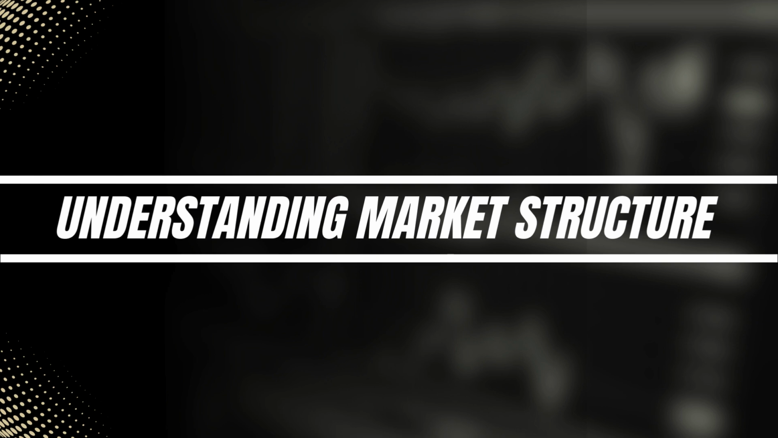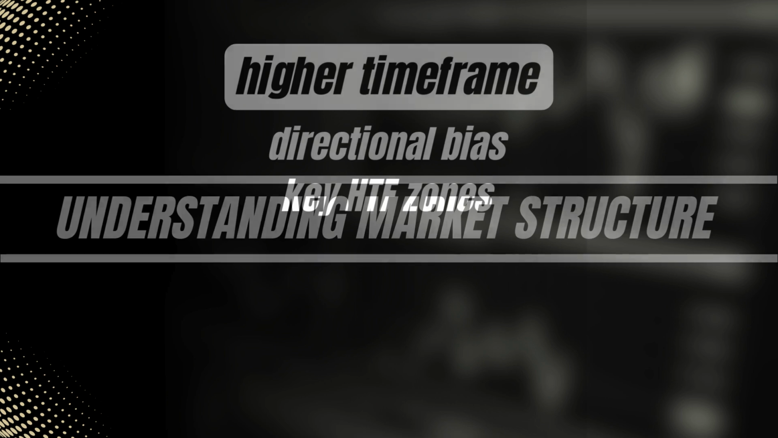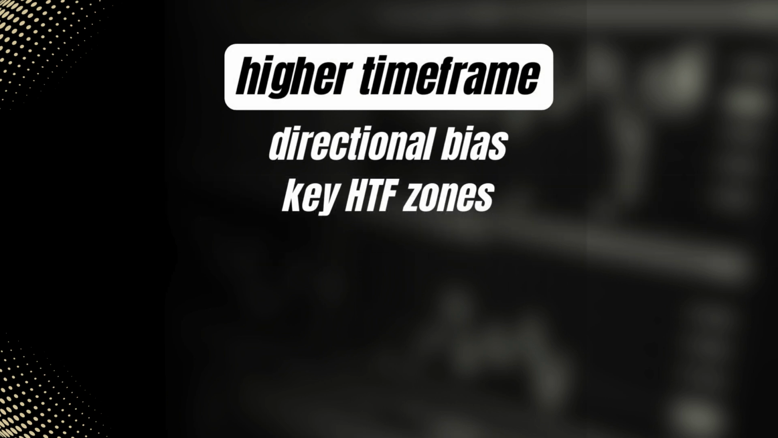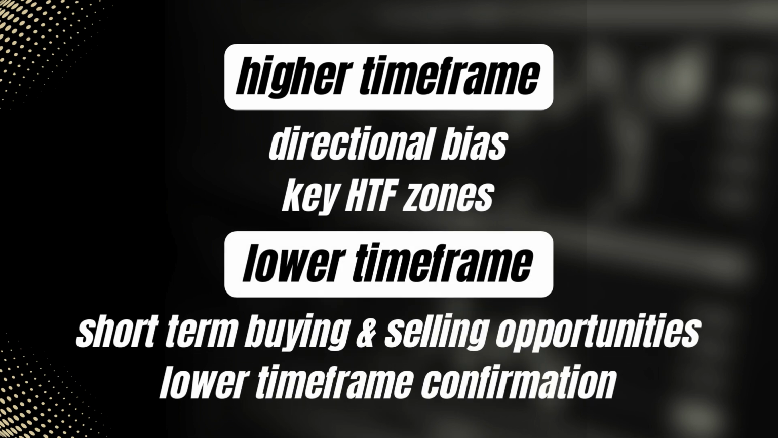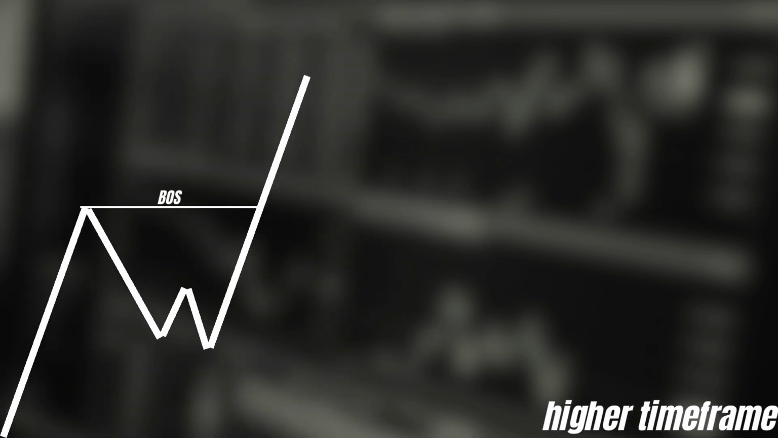market structure. When analyzing the charts, always start with a higher time frame. On this time frame, identify your directional bias and key zones for long-term buying or selling opportunities. Then, transition to a lower time frame. On this lower time frame, look for short-term buying and selling opportunities. Additionally, use this lower time frame to confirm a setup you identified on the higher time frame. Let's look at this example to show you how to apply these concepts in your analysis.